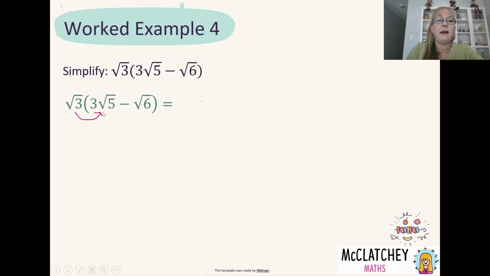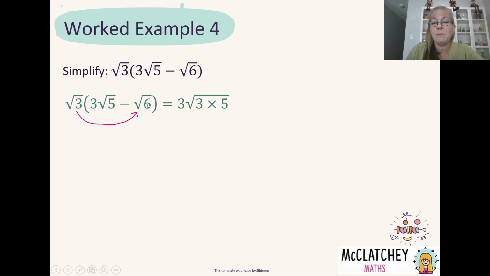I'm going to multiply this part here, root 3 times 3 root 5. So what that will become is this 3 and the 5 will be under the same set of brackets. It becomes 3 root 15. Then I'm going to do this part here as well, root 3 times root 6.